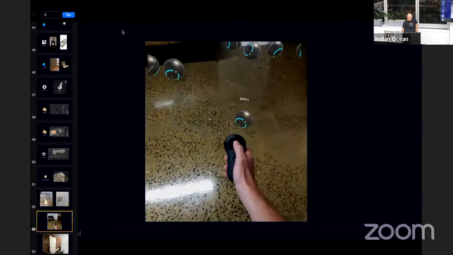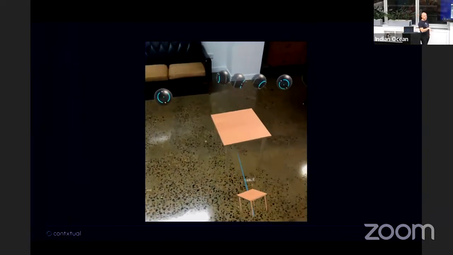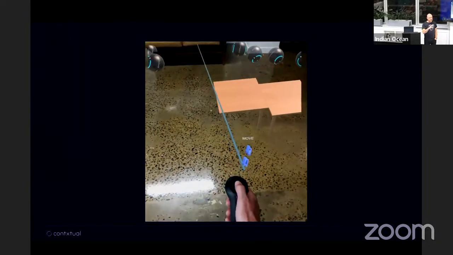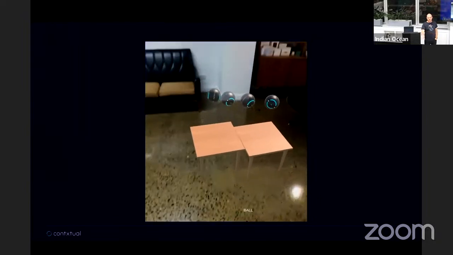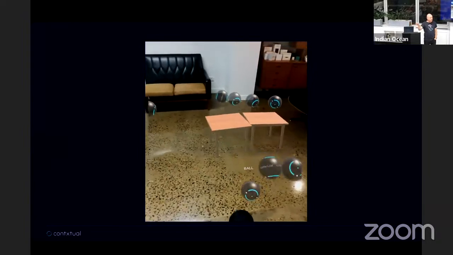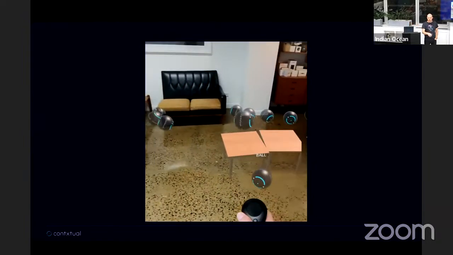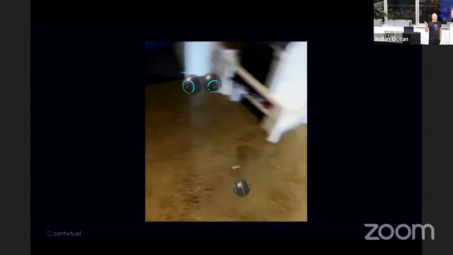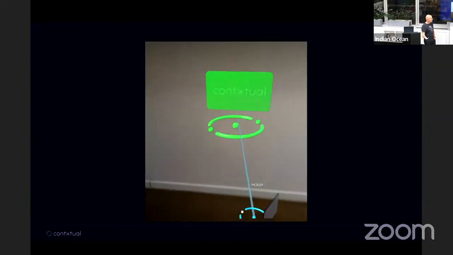Essentially, I put a table here. With the headset on, the first thing we want to show people is that digital assets understand there's a floor and something can bounce off a wall. We'll put a table there, and the digital ball interacts with the table. We can stack tables up until they fall over. The physics is there. It understands the physical world.